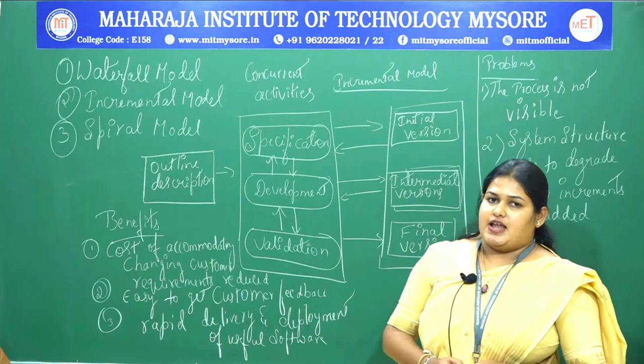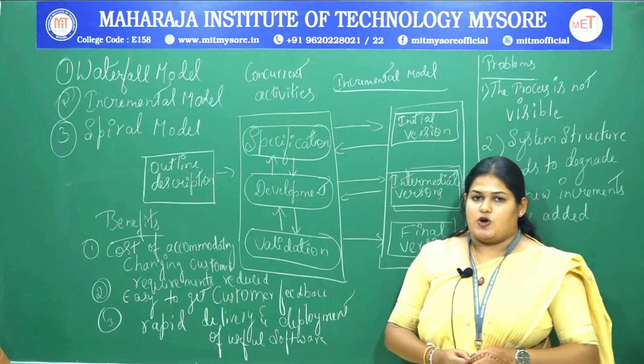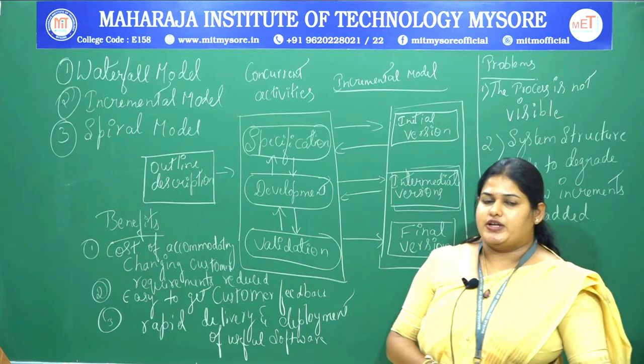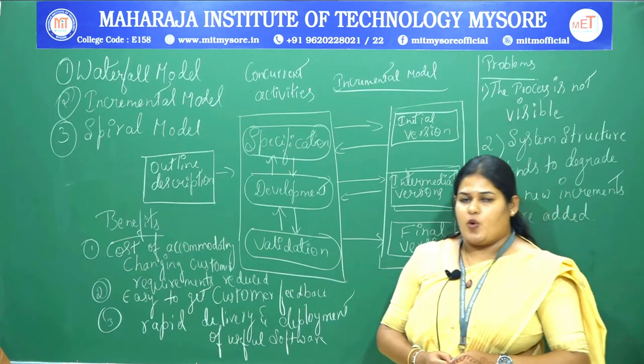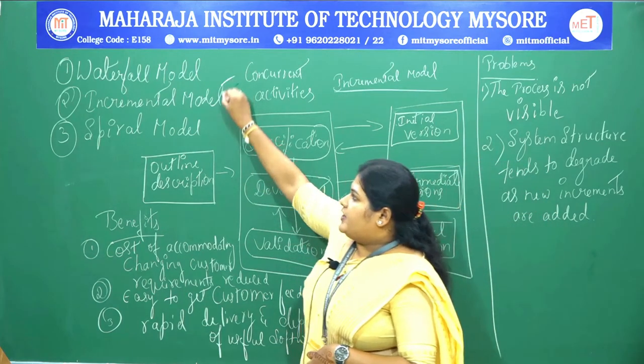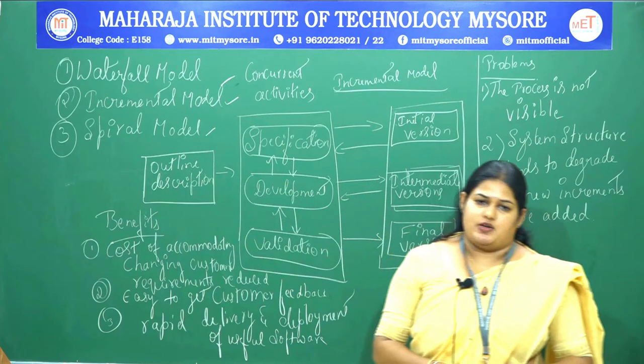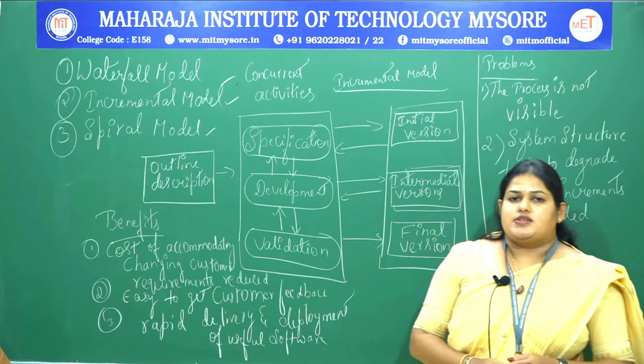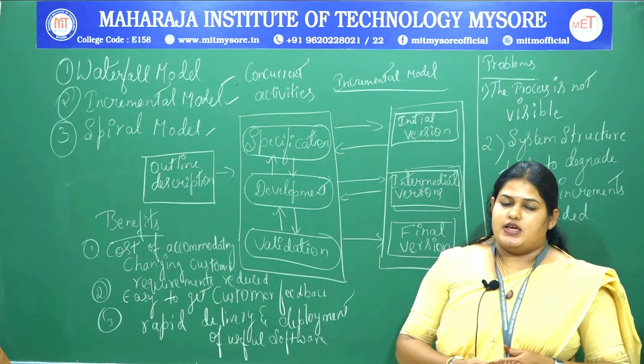In the previous class we discussed the software process models. Accordingly, we have listed three models: the waterfall model, the incremental model, and the spiral model. Why we require a software process model is the important thing.